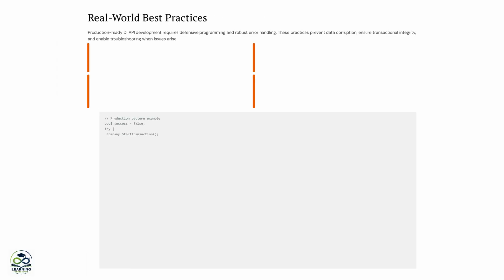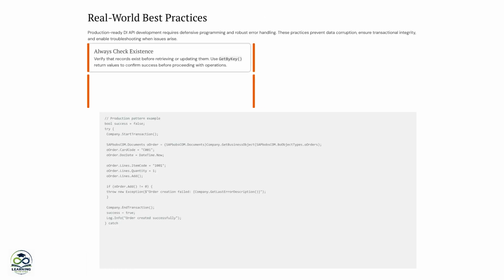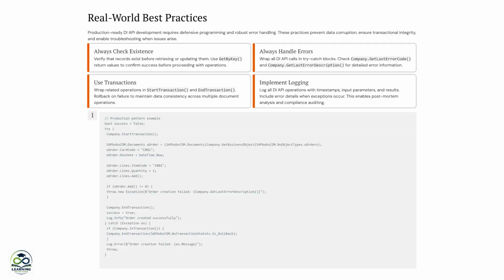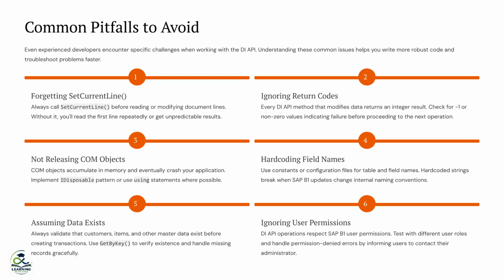For production readiness, always verify record existence before modifying it. Implement logging, and use transactions to ensure data consistency. Use GetLastError code for detailed error diagnostics. Performance optimization techniques include batching multiple operations in single transactions and filtering data server-side using Dockery. For high volume, implement connection pooling to reuse company objects efficiently.